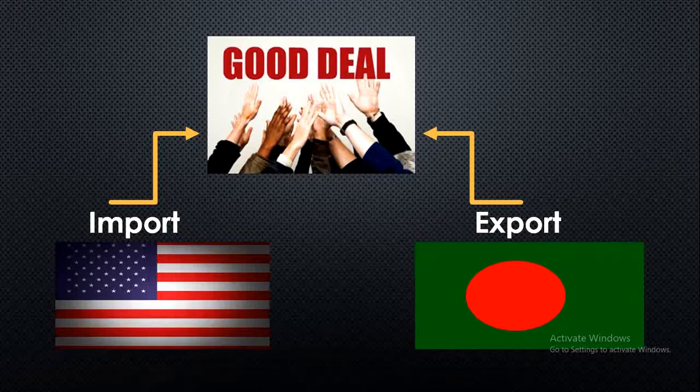It's because import is cheaper for the USA. So importing is a good deal for the USA, while exporting is a good deal for Bangladesh. One of the main reasons this is happening with the USA is that the labor cost is really high, higher than any other country's labor cost. So for this reason, for the USA, import is greater than export. That means the USA is doing good.